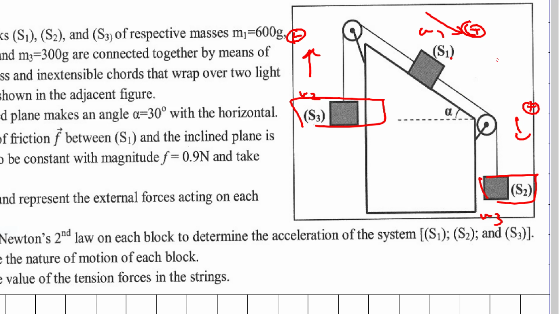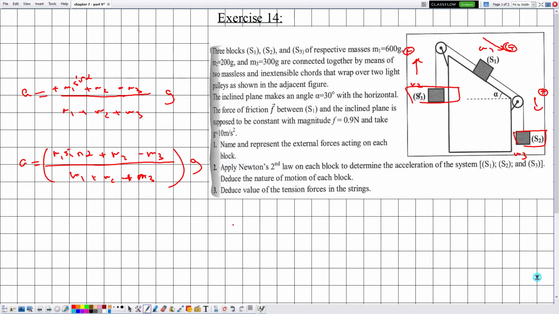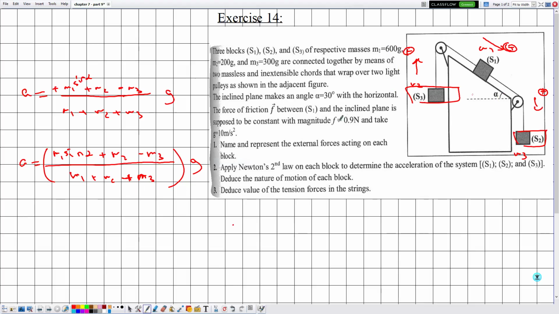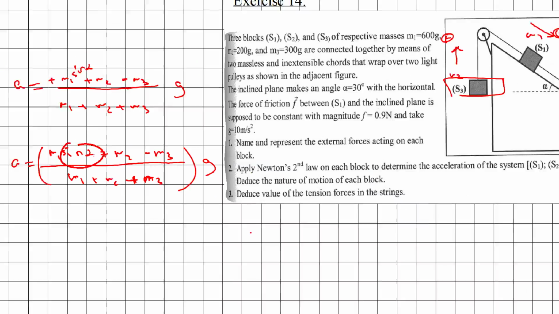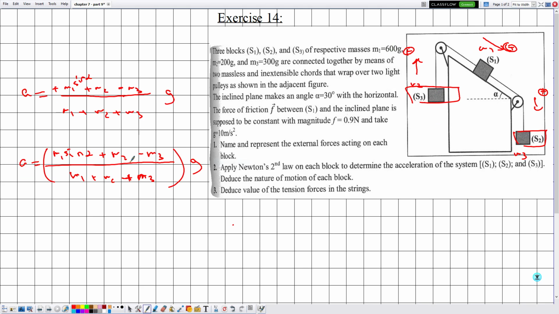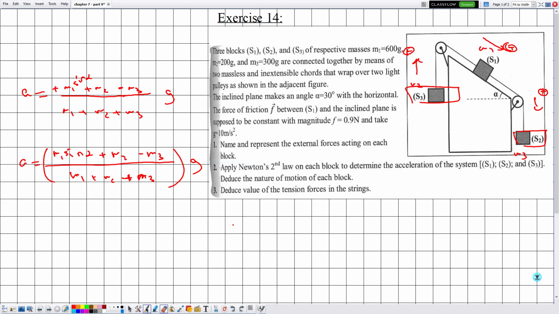So m1 and m3 will be plus sign, so this is plus and plus. As for m1, it will include a sign of the inclination, which is sine alpha. As for m3, it is completely opposing the action of gravity, so it's given by minus m3. Now we will apply Newton's second law separately on each body in order to determine whether this expression is correct or wrong, okay?